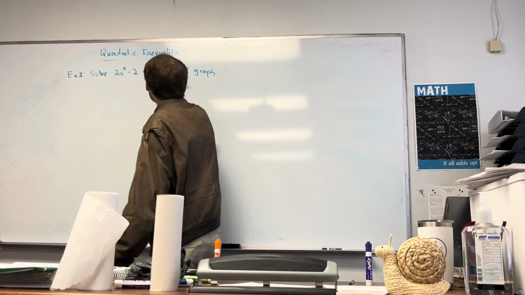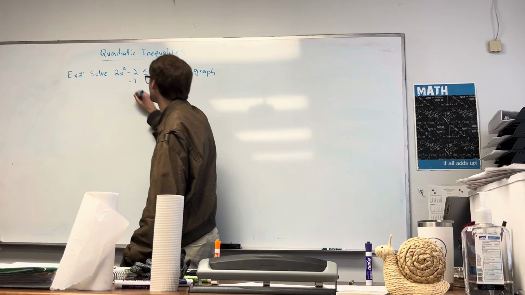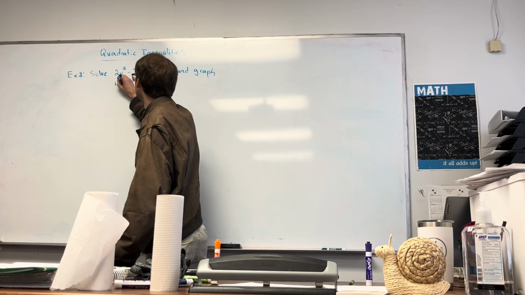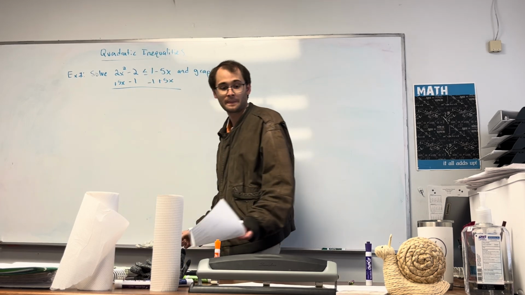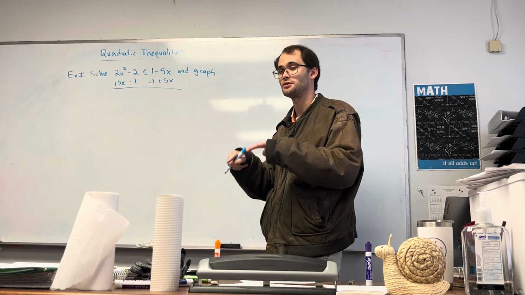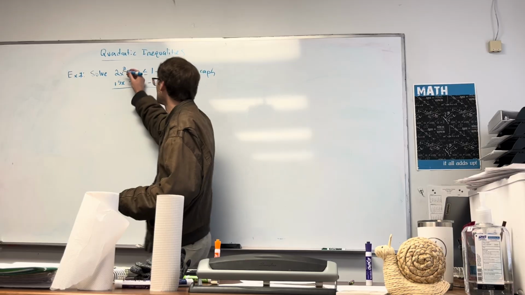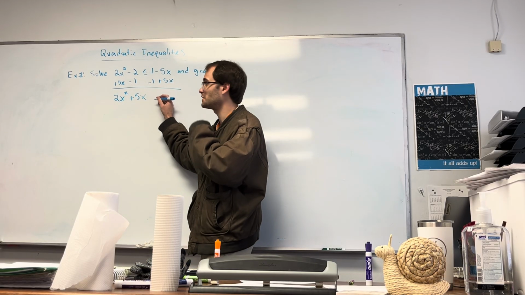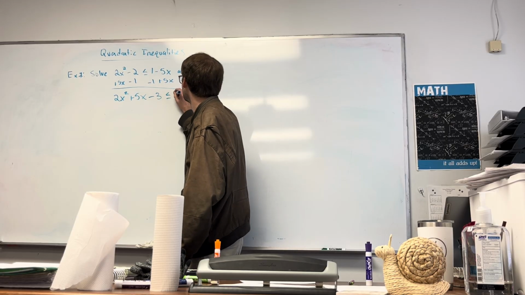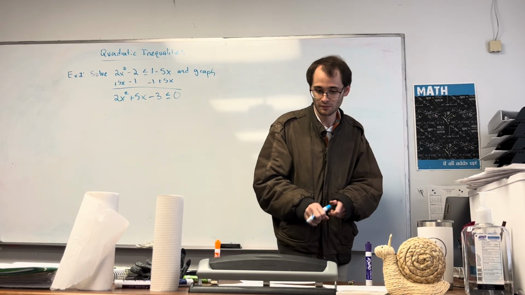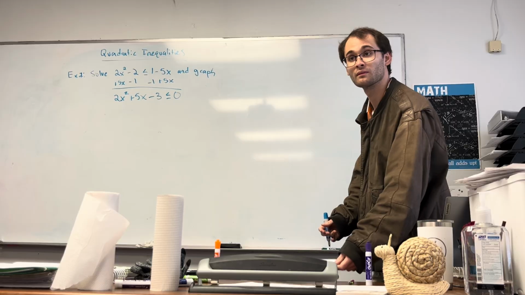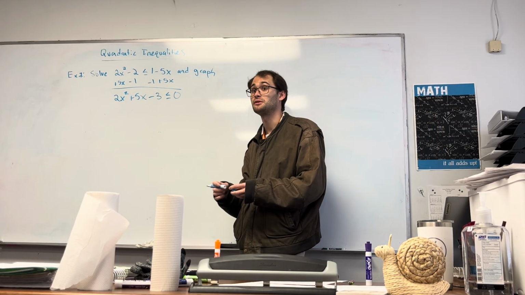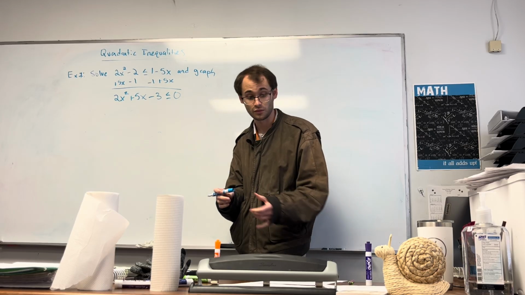So, first thing to do then is to move this stuff over here. You can do that by subtracting 1 and adding 5x. Do make sure you put your biggest exponents first. 2x squared first, then plus 5x, then minus 3. Do we all agree with that step? I agree. Cool.